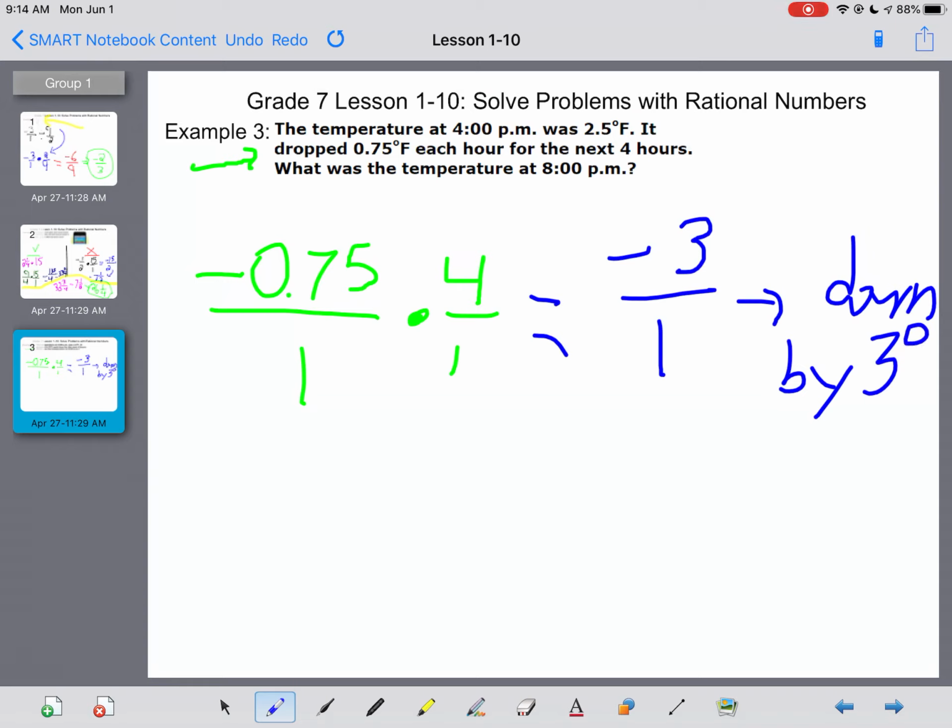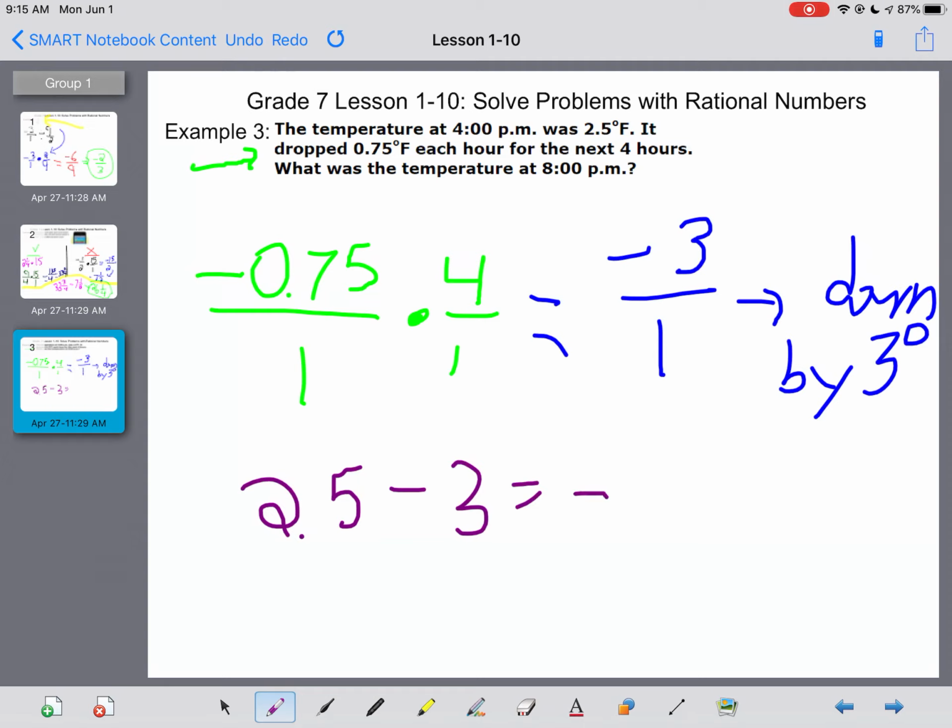So here we go. The temperature originally was 2.5 degrees. Then, after 4 hours passed, it went down by a little each time. It went down by 3 degrees. So 2.5 minus 3, well, I know 2.5 minus 2.5 is 0. And then there's 0.5 left over.